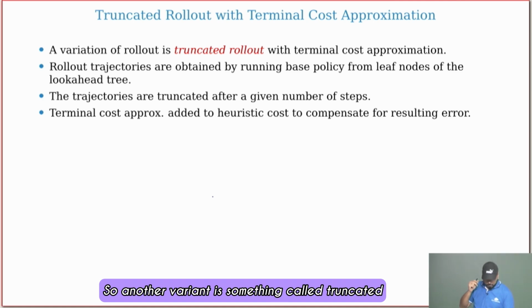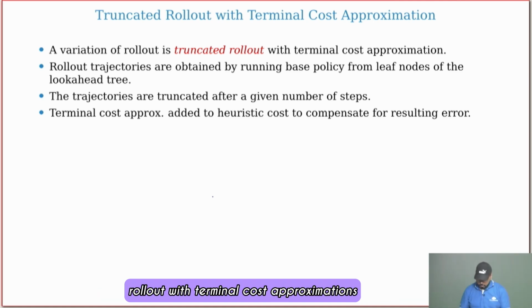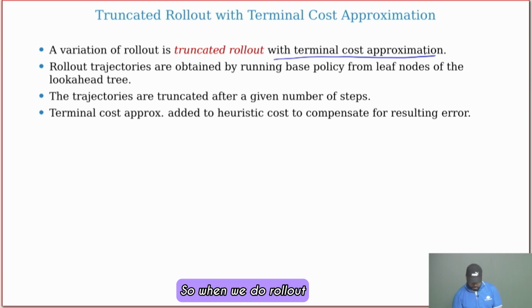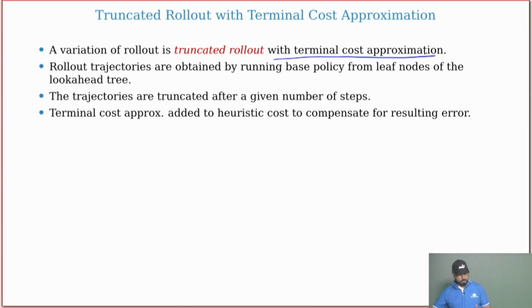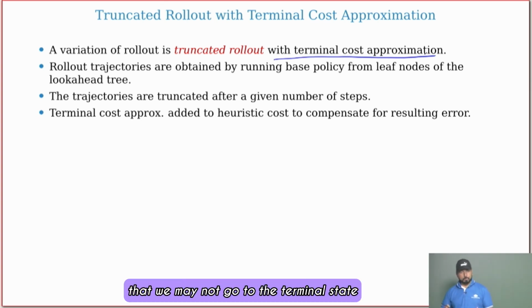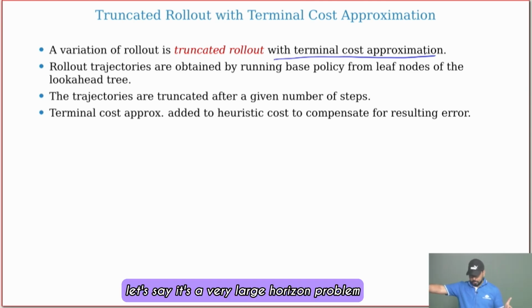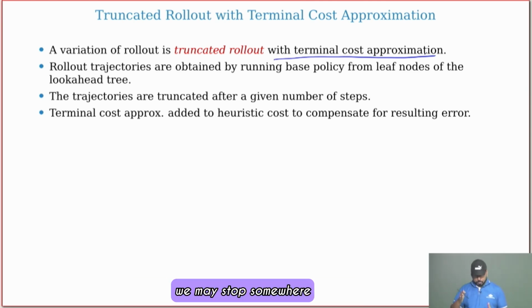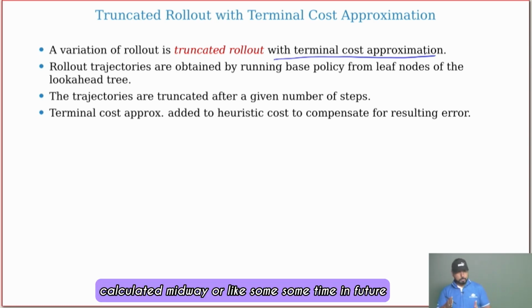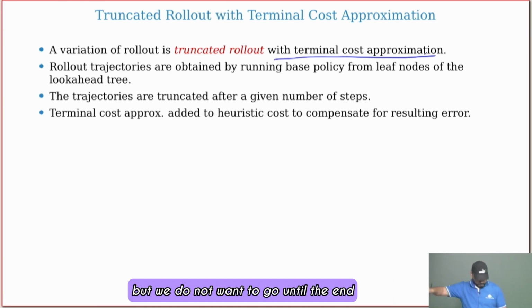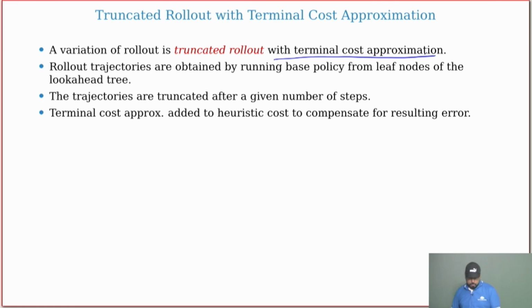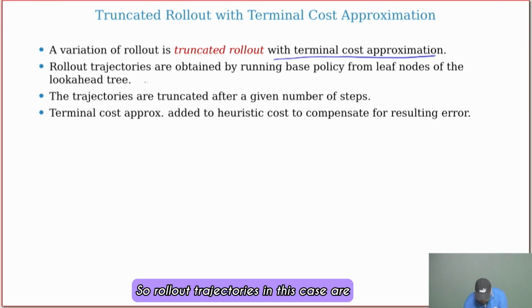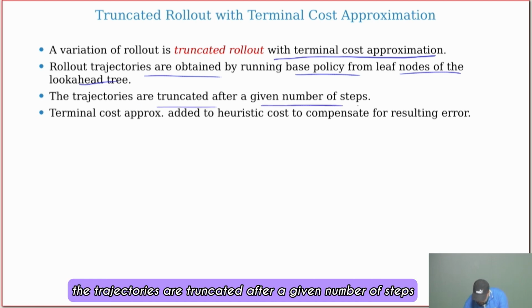So another variant is something called truncated rollout with terminal cost approximations. When we do rollout, we go until the terminal state, but what we can do is that we may not go to the terminal state. Let's say it's a very large horizon problem, we may stop somewhere in the middle, with the knowledge that we have some cost calculated midway, or sometime in the future, but we don't want to go until the end. So this will be called truncated rollout. Rollout trajectories in this case are obtained by running the base policy from the leaf nodes of the look-ahead tree. The trajectories are truncated after a given number of steps.